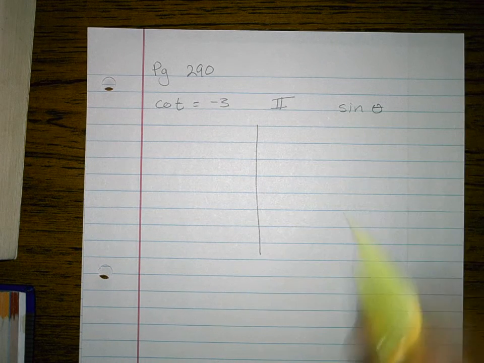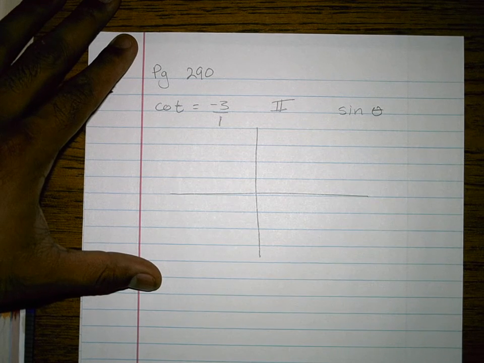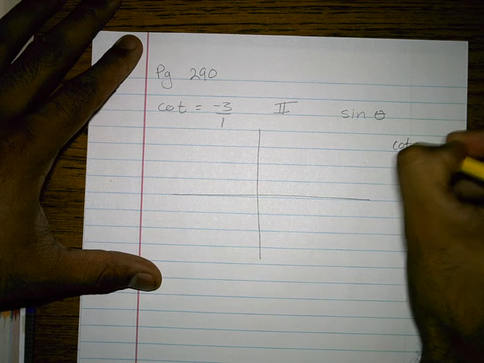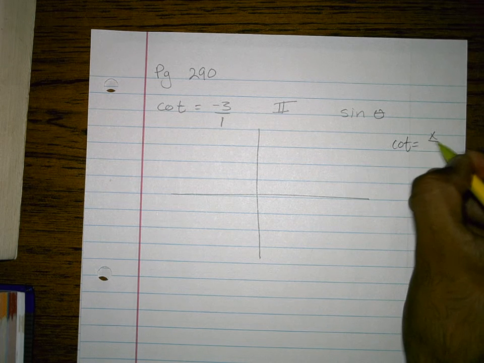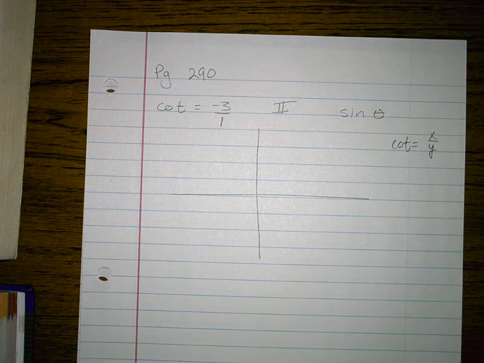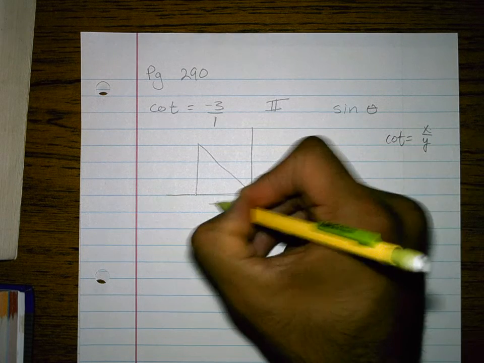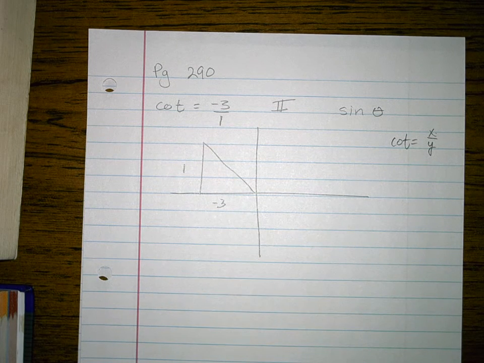So keeping this in mind, here is my coordinate plane. I got to get a couple of things. I'm going to think of my cotangent, and I'll write it over here, that cotangent is equal to the adjacent over the opposite. But since I'm on the coordinate plane, I want to think of it as x over y. So I'm going to draw my triangle out here, and my x coordinate is -3, and my y coordinate is 1, and that makes sense, right? Because in quadrant 2, I have negative x's and positive y's.